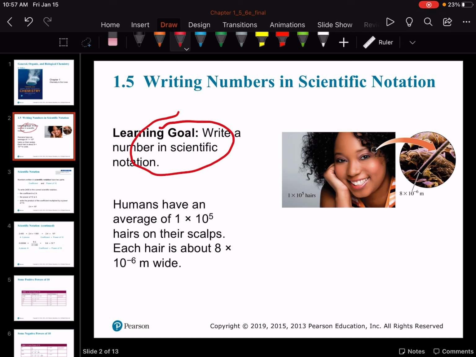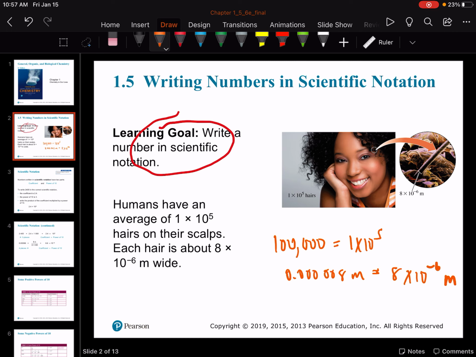Humans have an average of 100,000 hairs on their scalps, okay? Well, it turns out this number is just easier to write as 1 times 10 to the 5. Now, each hair is about 0.000008 meters in diameter, right? And it turns out this number is easier to write as 8 times 10 to the minus 6.